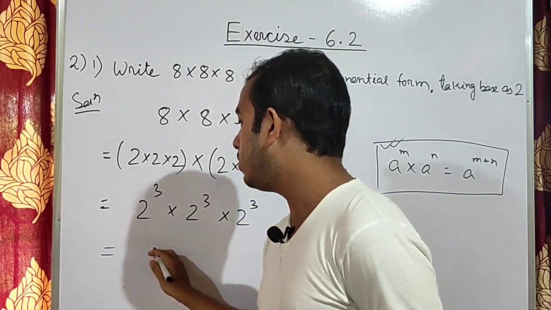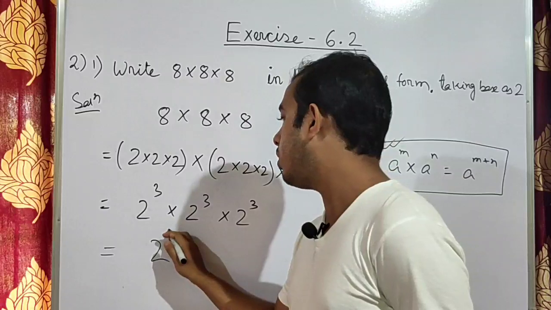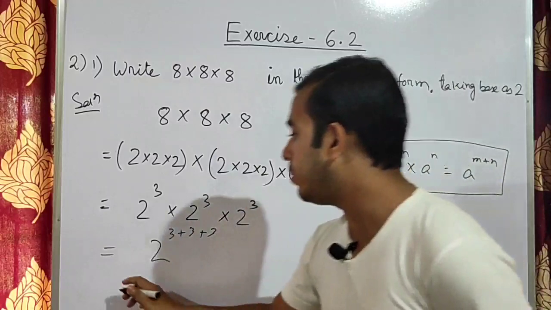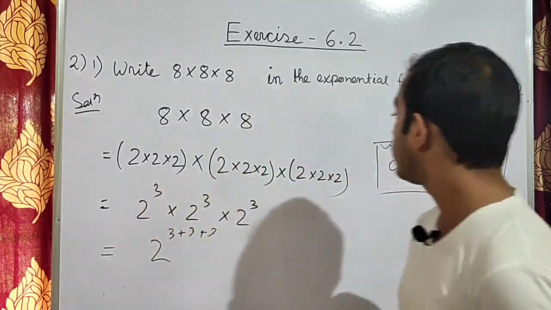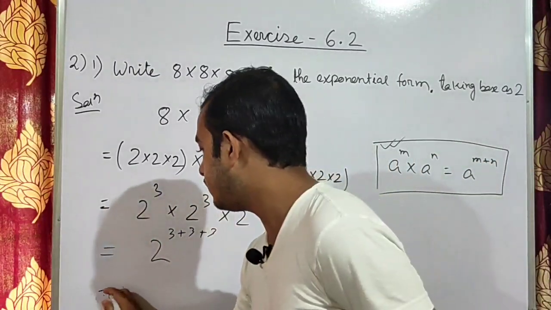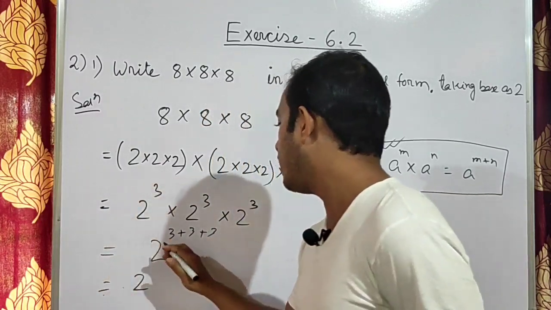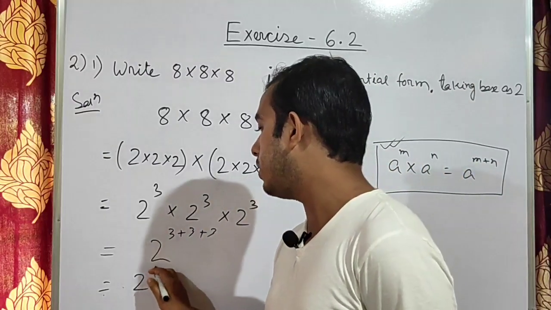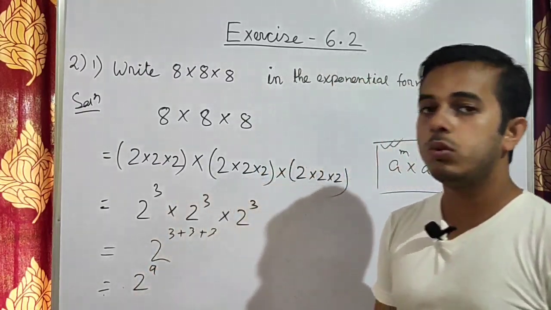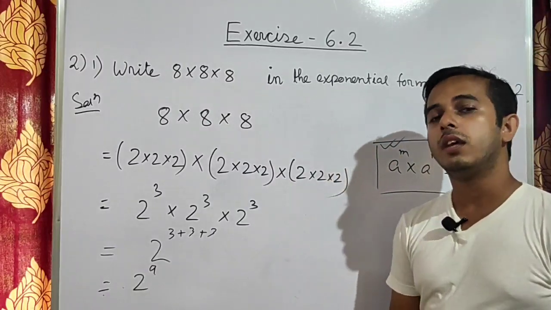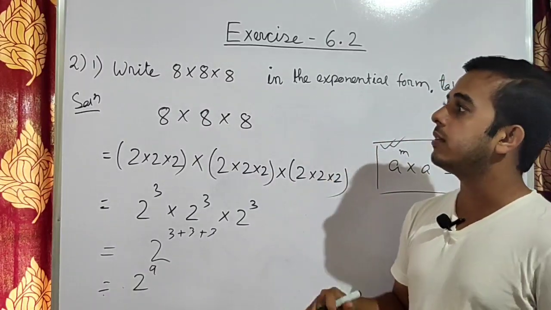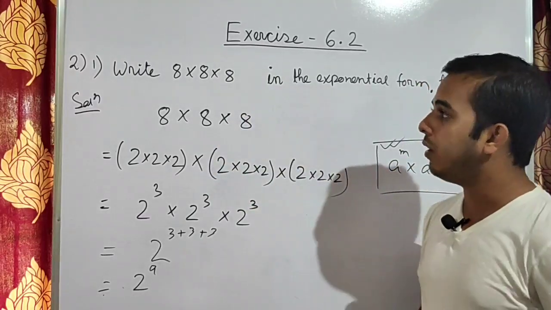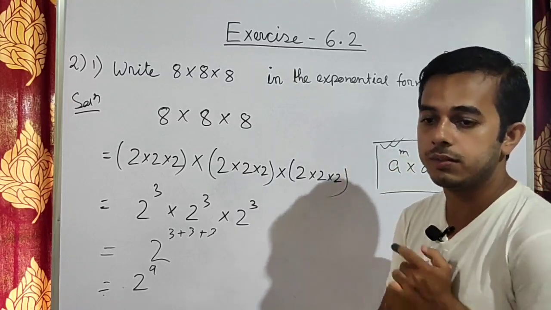So here we will take common base 2 and the powers will be 3 plus 3 plus 3. Up to this clear? So 3 plus 3 is how much? 3 plus 3 is 6, 6 plus 3 is 9. So it can be written in the exponential form as 2 raised to the power 9. I hope this is clear to you. You can solve any such type of questions. Okay, so now let's move to our next, that is question number 3.